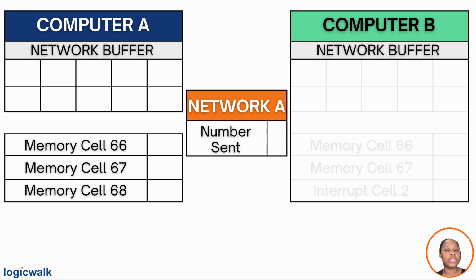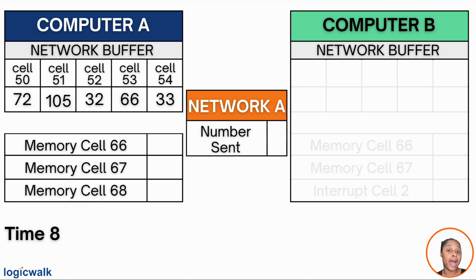Let's look at what the simulator shows at time 8 for computer A, network A, and computer B. At time 8, computer A is at program counter 8. By this point, it has stored the message, the ASCII values for Hi B, into its network buffer, memory cells 50 through 54. Memory cell 66 holds 5, the data size. Memory cell 67 holds 66, the ASCII code for B, telling us the destination is computer B.